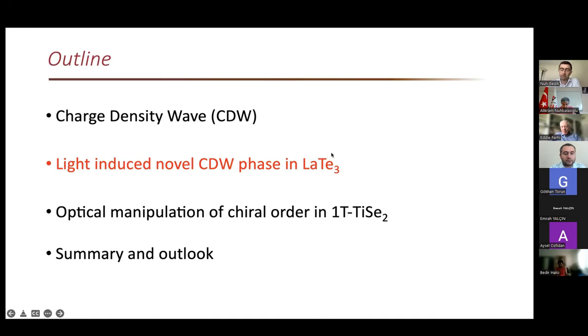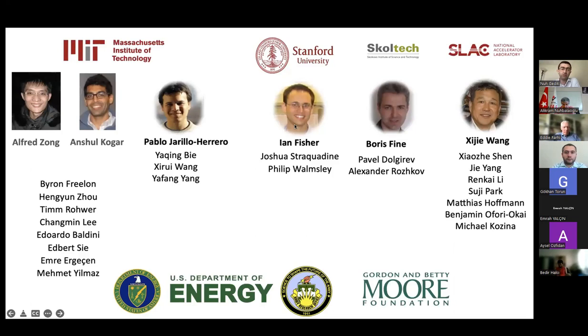Before that, I just want to show who did the work. The real heroes of this work are two of my previous people: Alfred Zong, who is now a Miller postdoctoral fellow at Berkeley, and my postdoc Ansul Kogar, who used to be a postdoc in my group and is now a professor at UCLA. The samples were obtained from Ian Fisher at Stanford, and many other people contributed to this work.